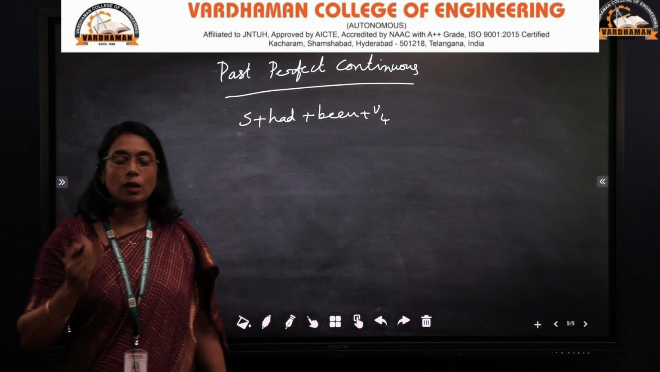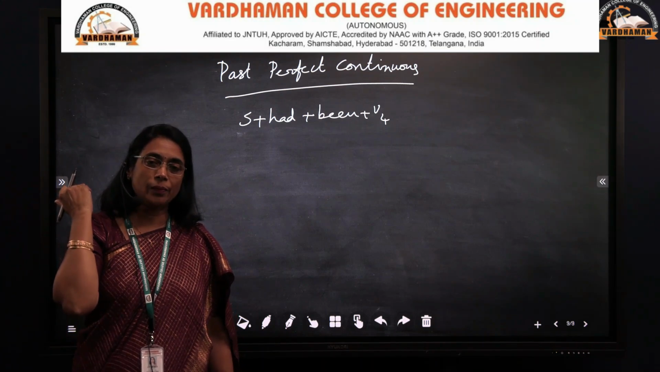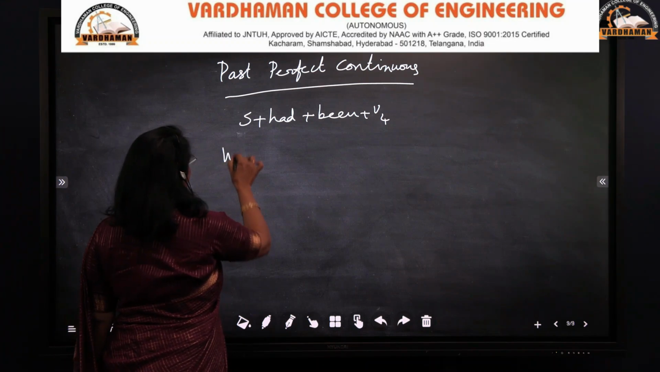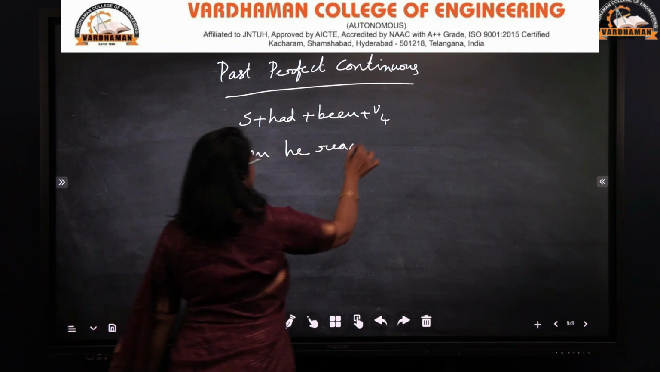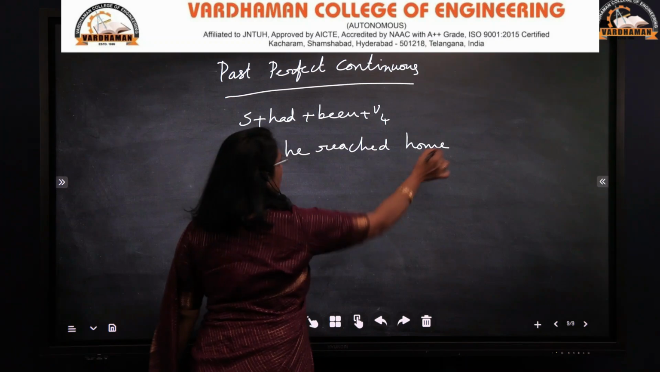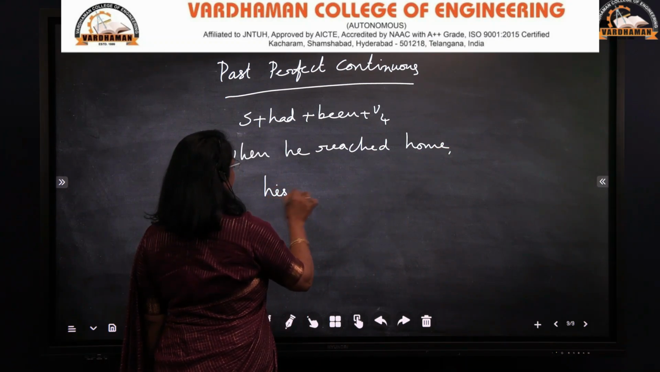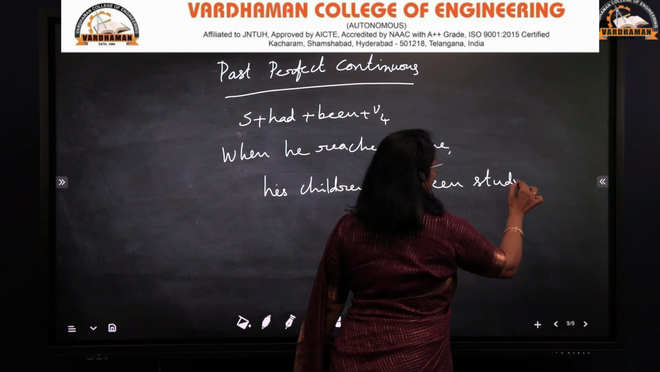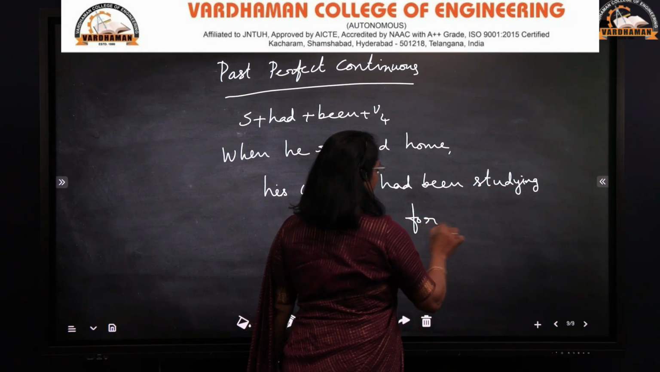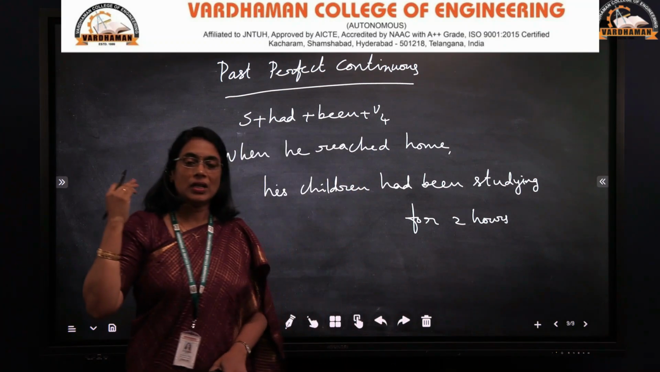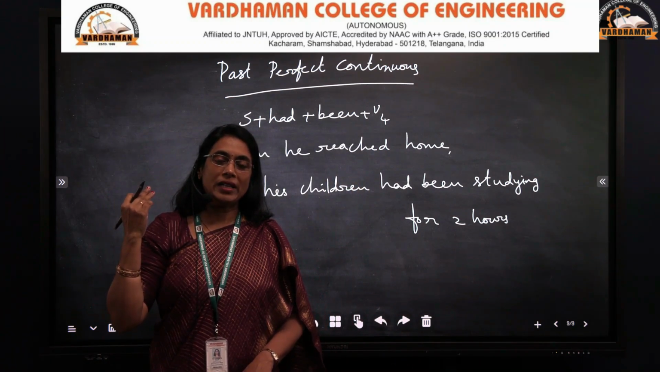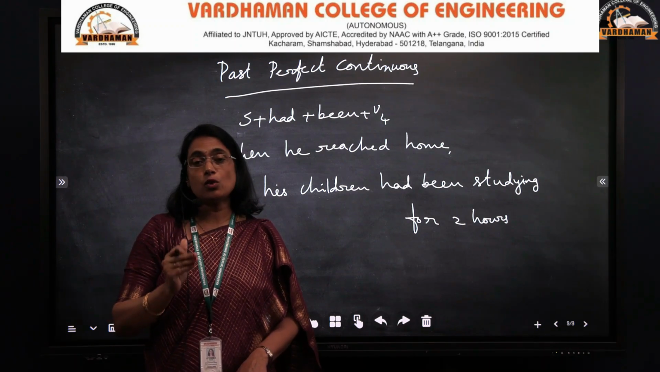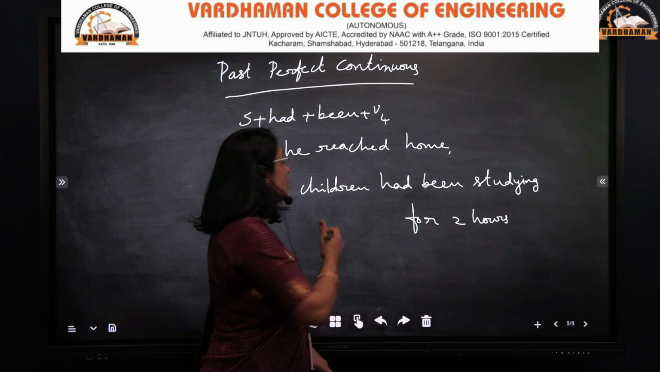Here also we use it for two actions. The action might have started in the past with time indication, and the second action also continues. So you can say, when he reached home, his children had been studying for 2 hours. It means that the children started studying 2 hours ago. So by the time he reached, the 2 hours of time was finished. It's not that they stopped studying. So by then it was 2 hours. To indicate such actions, we use past perfect continuous tense.